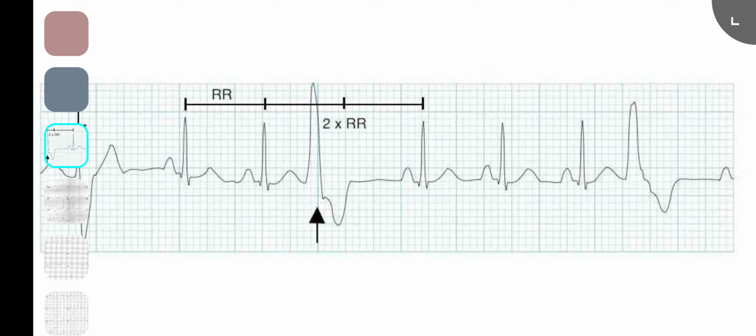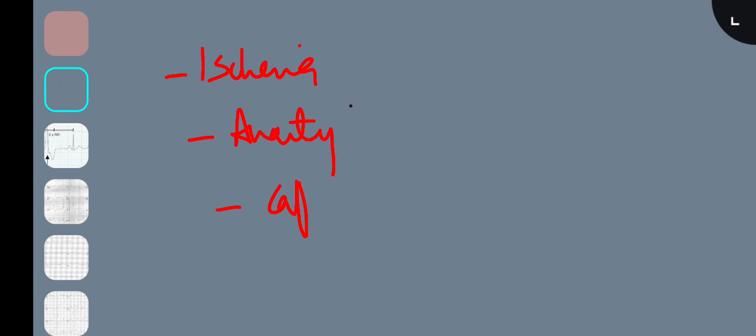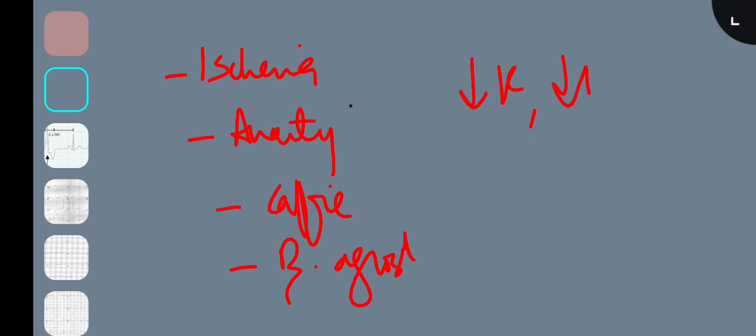If we talk about the causes, what could cause this premature ventricular contraction? It could be ischemia, that is most important. Then simple things like anxiety and caffeine. Then there are some drugs like beta agonists and sympathomimetics. These can cause that. Then some electrolyte disturbances, hypokalemia and hypomagnesemia, can cause PVCs, and then digitalis toxicity.